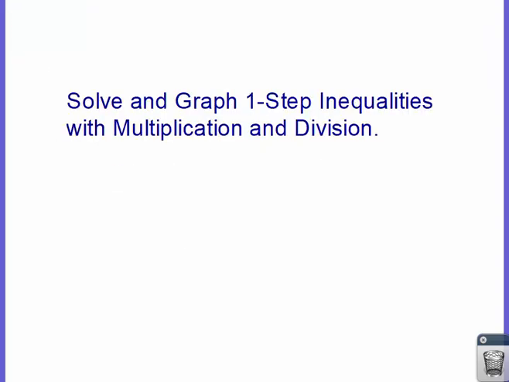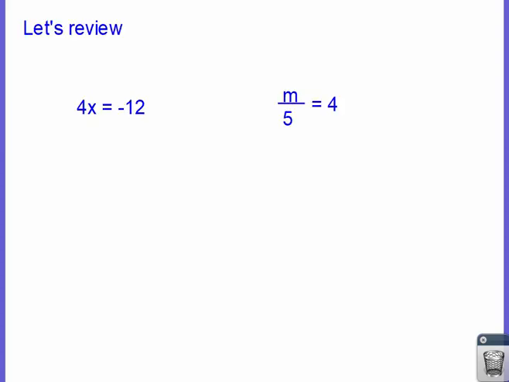All right, well, let's review some equations first, just to make sure we understand what we're doing. So in this first one, I've got 4x is equal to negative 12. So that means I have a multiply by 4. So how do I get rid of a multiply by 4? I do a divide by 4. Okay, so if I divide one side by 4, I divide the other side by 4. And we end up with x is equal to negative 12 divided by 4 gives me negative 3.